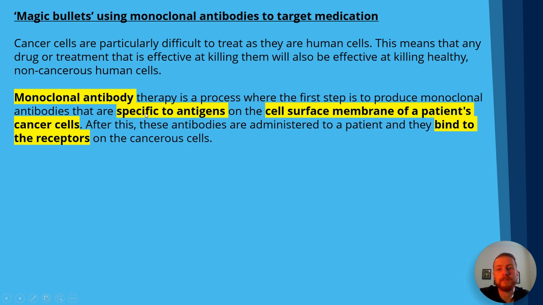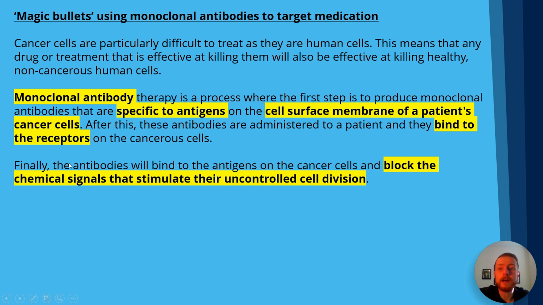Well, monoclonal antibody therapy is a process where the first step is to produce monoclonal antibodies, and that's so that they're specific to antigens on the cell surface membrane of a patient's cancer cells. Now, after this, these antibodies are administered to a patient and they bind to the receptors on cancerous cells. Now, finally, the antibodies will bind to the antigens on the cancer cells, meaning that it will block the chemical signals that can lead to increased cell division and tumour formation.